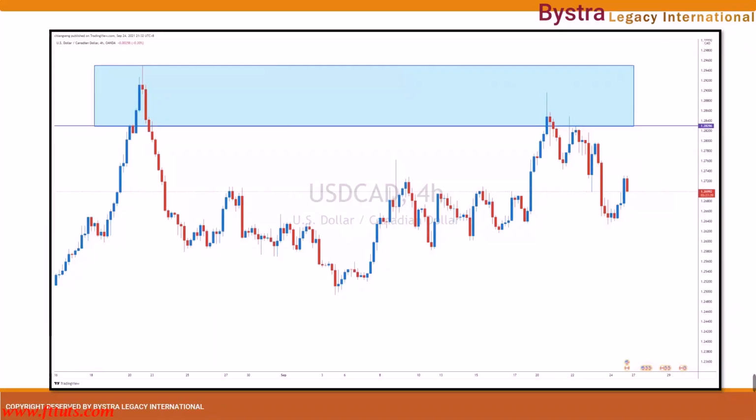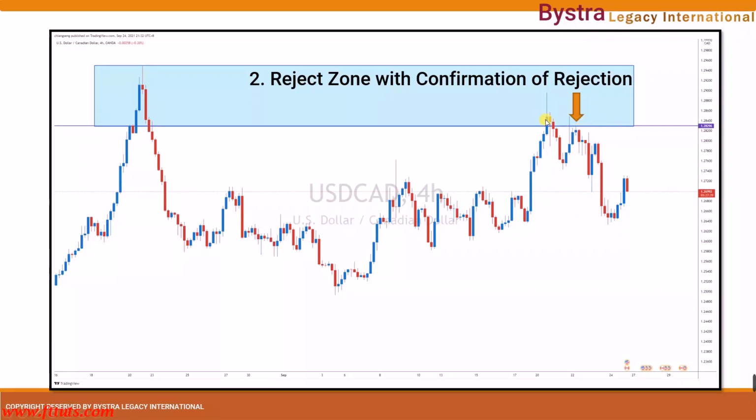In the H4 time frame, we can see that the price has rejected with a confirmation of rejection. Okay guys, so price has touched the zone and rejected with confirmation of rejection. As you can see here, price has also rejected this zone using the 3 black crows. So you can enter here. If you miss the entry here, we can enter for the second time over here. Okay, so this is the first confirmation of rejection.